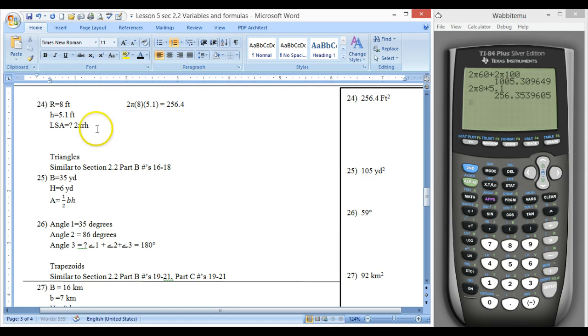Now let's look at the units. I have radius times height. The radius was feet, height was feet, so I have feet times feet, which is feet squared.